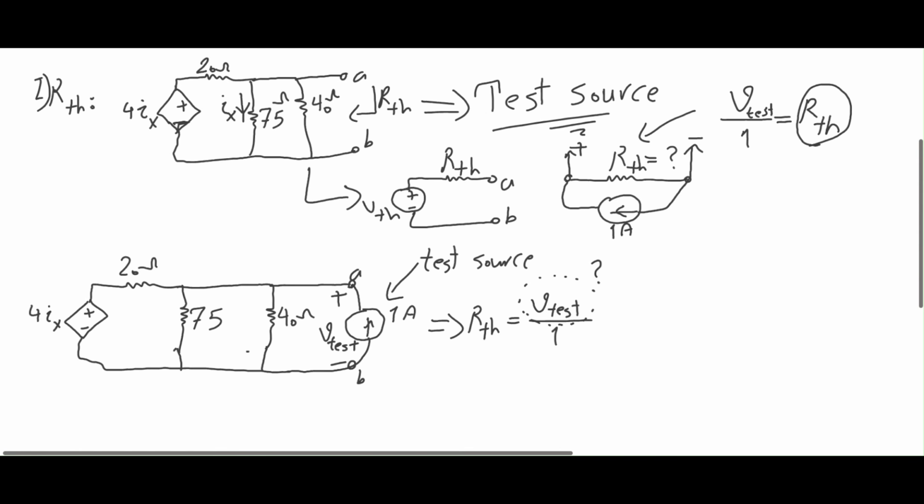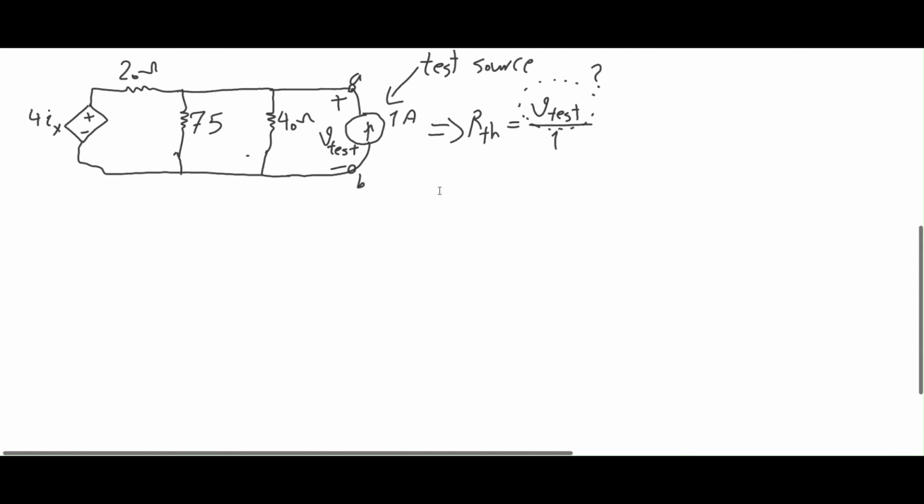Let's try to find it. Have a look at this circuit now. How can I find the V of test? If I consider the bottom of my circuit as the reference voltage, and you know better than me, reference voltage means the voltage of this point is 0. So the test voltage is over here. Yeah, that's the test voltage.